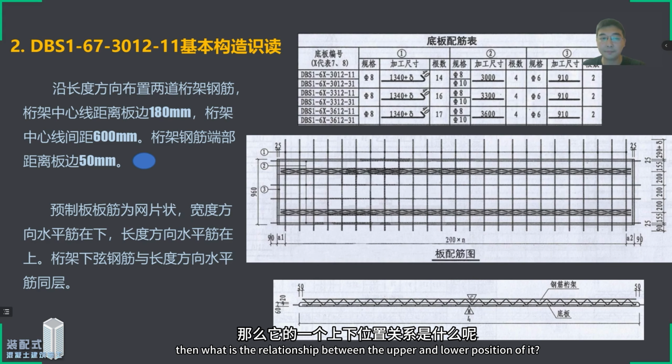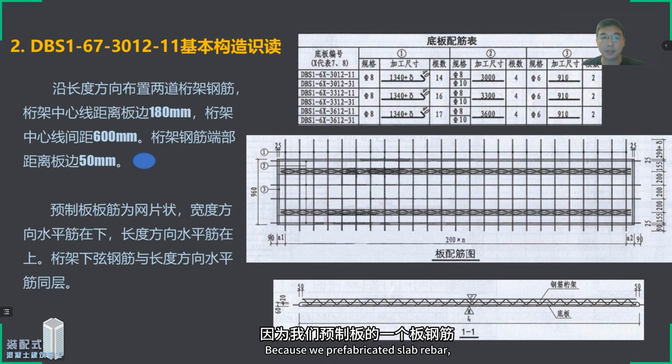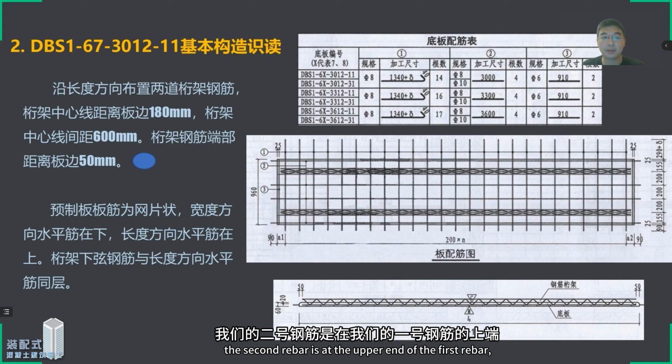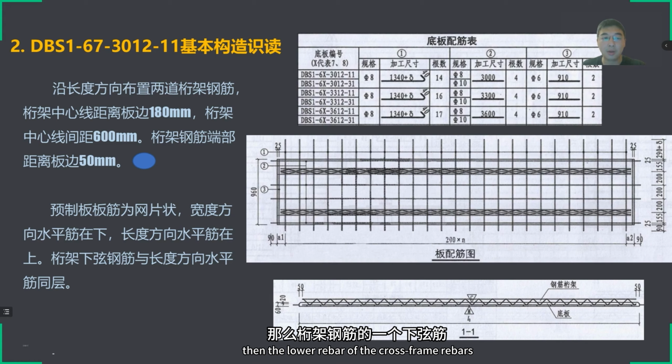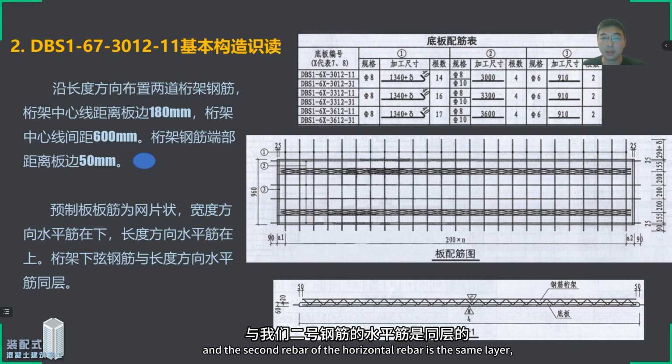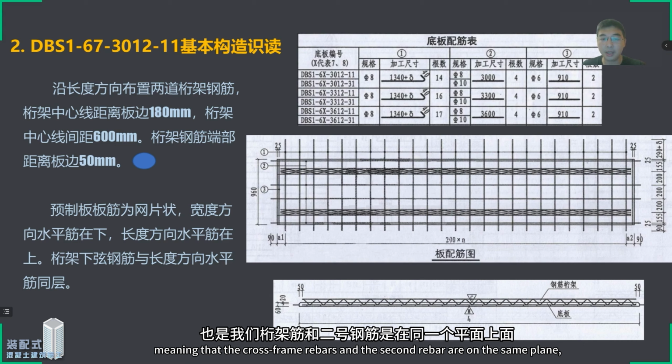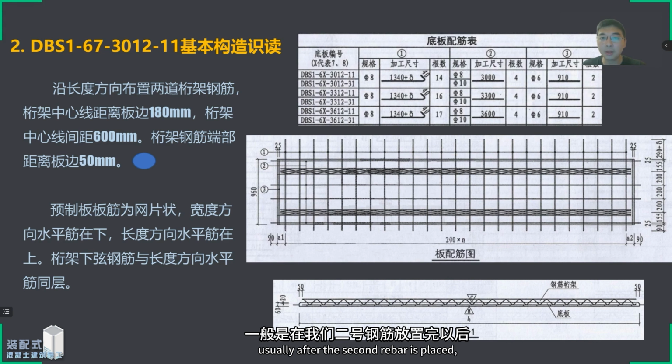Then what is the relationship between the upper and lower position of it? Because our prefabricated slab rebar is in the shape of a mesh, according to our placement rules, in its width direction, the horizontal rebar is at the bottom. Then that means the first rebar is at the bottom. And then the length direction is the second rebar. The second rebar is at the upper end of the first rebar. Then the lower rebar of the cross-frame rebars and the second rebar of the horizontal rebar are the same layer, meaning that the cross-frame rebars and the second rebar are on the same plane. Usually, after the second rebar is placed, we then place the cross-frame rebars.